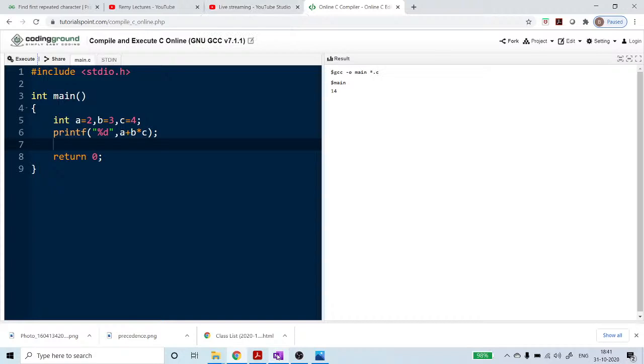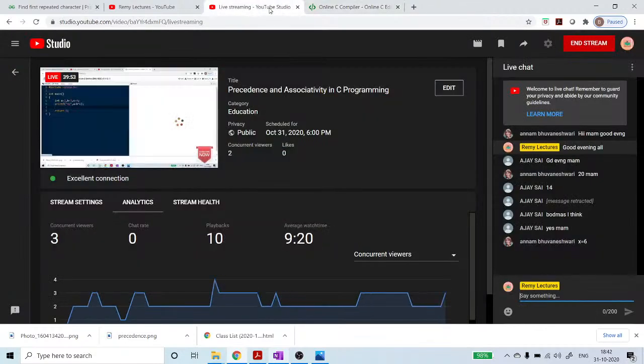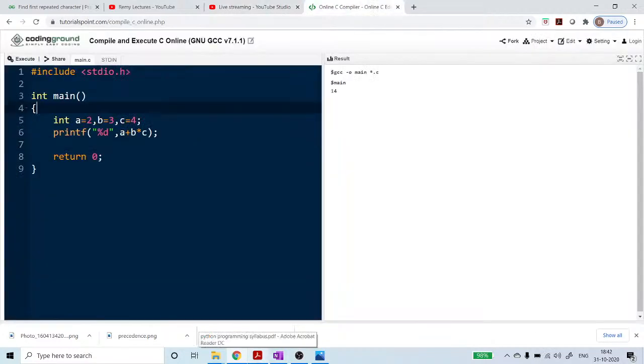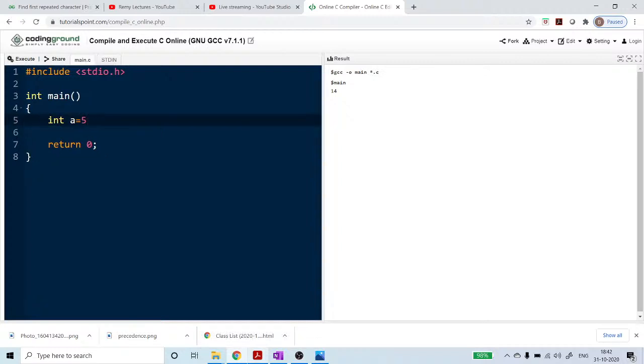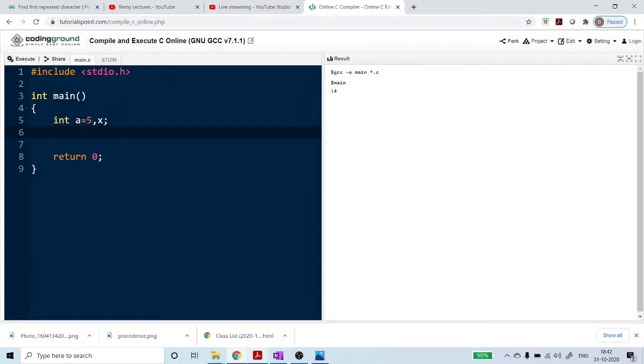pre-increment and post-increment with an example. Right? So again I'll start executing that also. As I have taken the example, initially a equal to 5, and I need one more variable, x also required. Then simply I'm writing x equal to plus a. Then I want to check the value of x and a. So I am writing printf to check the value of x.